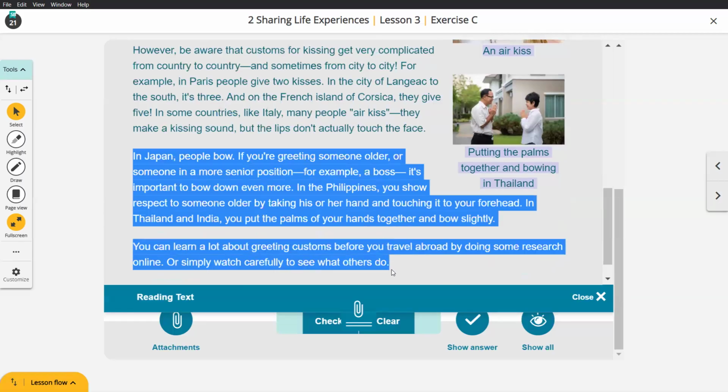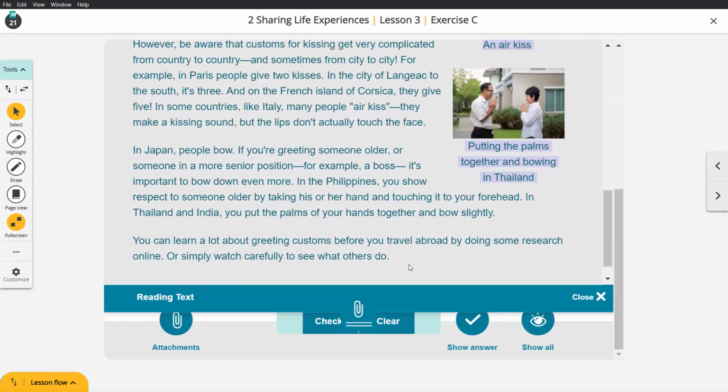Cecilia, please. This one. Until the end. Okay. In Japan, people bow if you're greeting someone older or someone in a more senior position. For example, a boss. It's important to bow down even more. In the Philippines, you show respect to someone older by taking his or her hand and touching it to your forehead. In Thailand and India, you put the palms of your hands together and bow slightly.